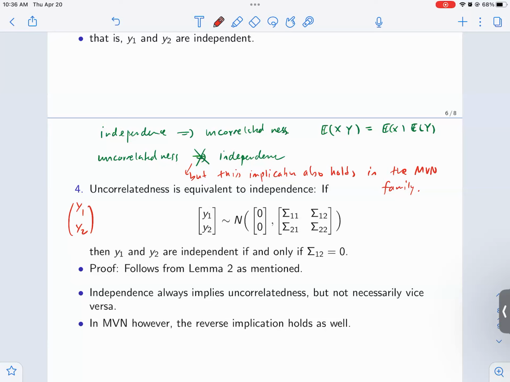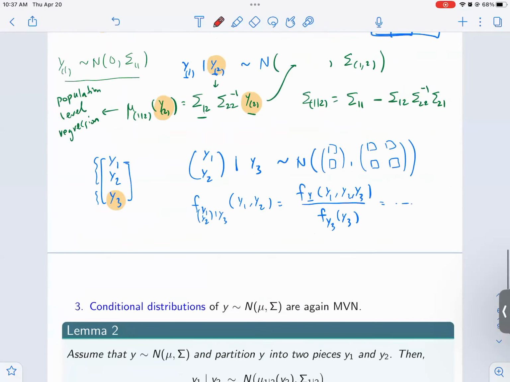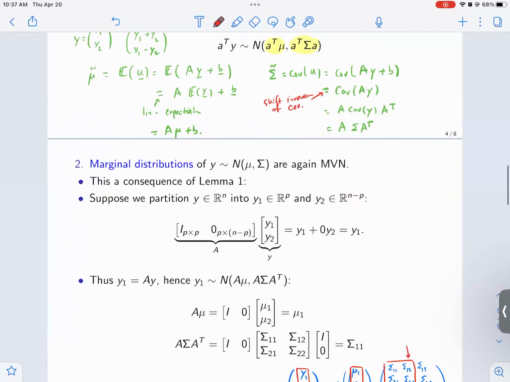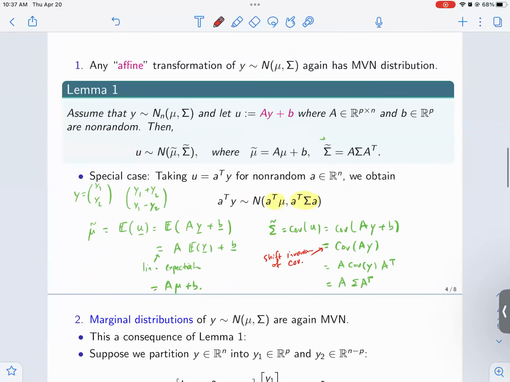We'll pause a little bit. Any questions about any of this? Conditioning, marginalization, affine transformation.